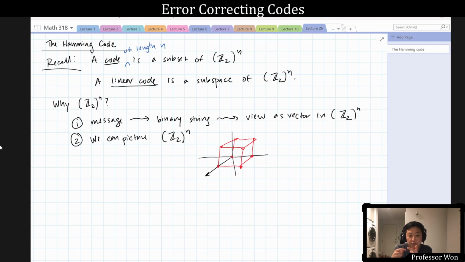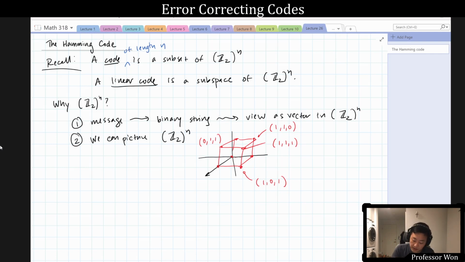And every time you flip a bit in your message, you move along one of the edges of the cube. Like in Z2 cubed, this vertex is 1, 1, 1, and it's connected to 3 vertices. It depends upon what you choose as your x, y, z axis, but I think last time I called this one 1, 1, 0, this one probably 0, 1, 1, and this one 1, 0, 1. So you can see there are 3 edges leaving every vertex, because there are 3 possible bit flips to take you to the other vertices.